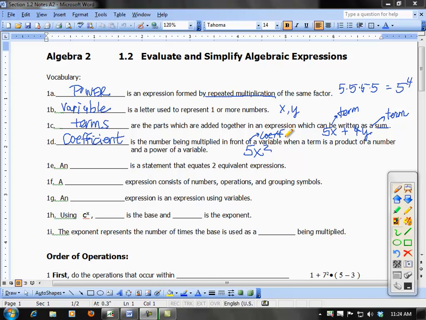Okay, you can think of way more examples, but I just want to give you at least some ideas as we're going through.